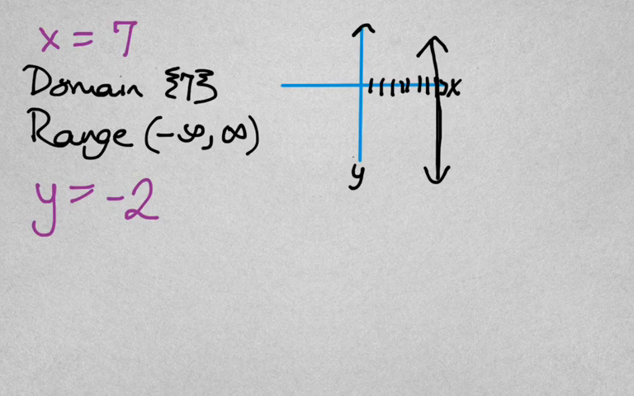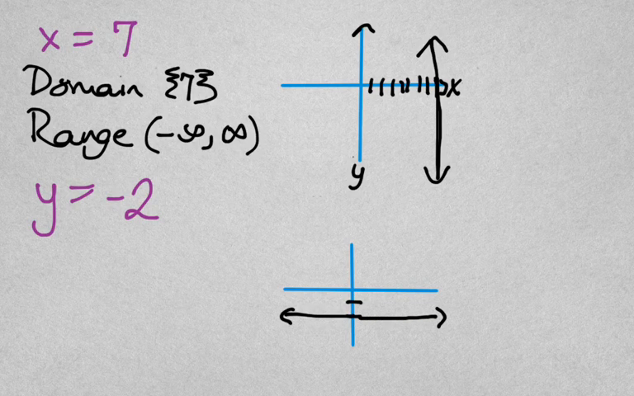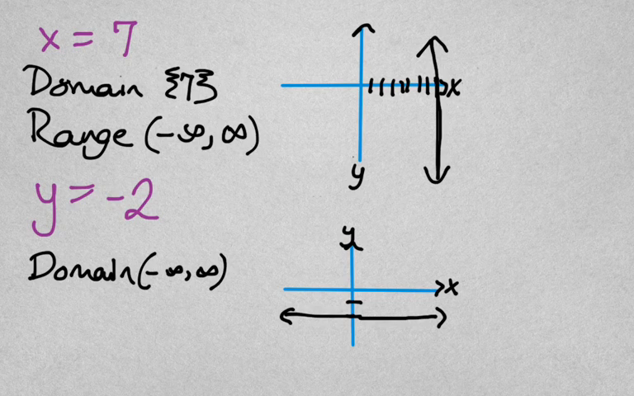Now, when the other is true, the opposite will happen whenever we're dealing with y equals negative 2. So y equals negative 2, that means I go down 2, and everywhere along that line is where y equals negative 2. And so in this case, our domain is negative infinity to positive infinity because I'm going to cover all the x's. My range is only that negative 2.